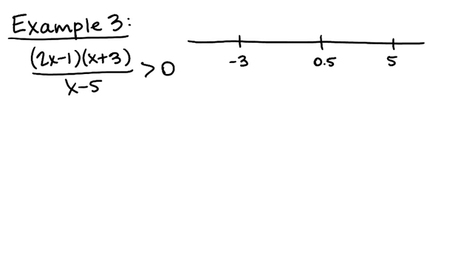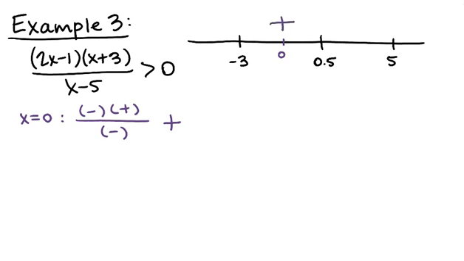So I'm going to just start with, let's just say x equals 0. That's always a good place to start. So x equals 0. I've got 0 minus 1 is a negative number. 0 plus 3 is a positive number, over 0 minus 5 is going to be a negative number. So I've got negative over negative, positive. This is going to be a positive answer.